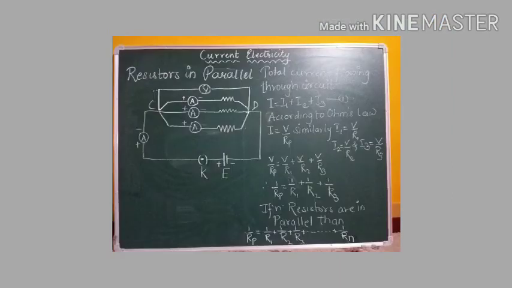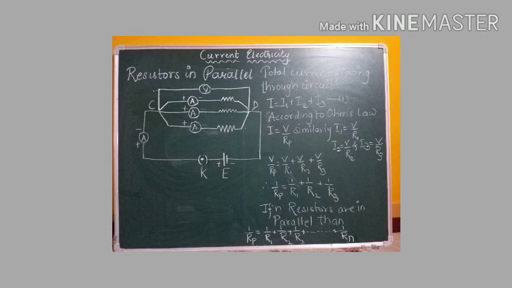Now dear children, the second point that we are going to see is resistors in parallel. When are resistors said to be in parallel? Whenever the resistors are connected in parallel, that is when their ends are connected at both sides as shown in the figure, then the resistors are said to be connected in parallel.